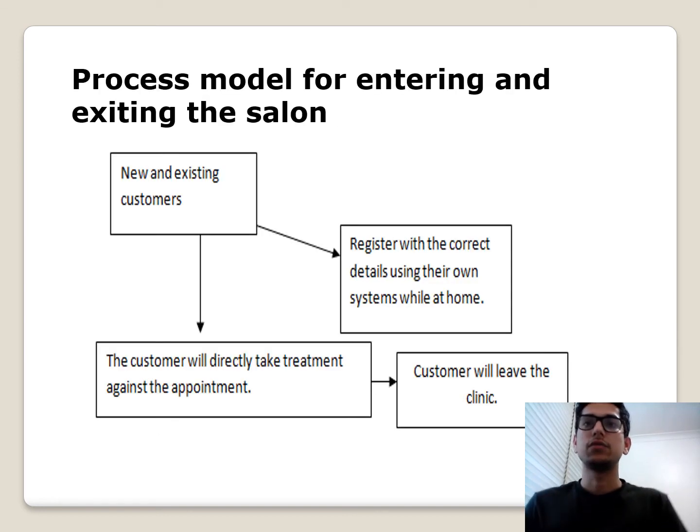So the process model for entering and exiting the salon. New and existing customers, so it has two branches. If it is a new one, then they do the registration with the correct details using their own system while at home. Whereas if the customer has come to the salon before, then he just goes to the treatment against the appointment, and at last the customer will leave the clinic.